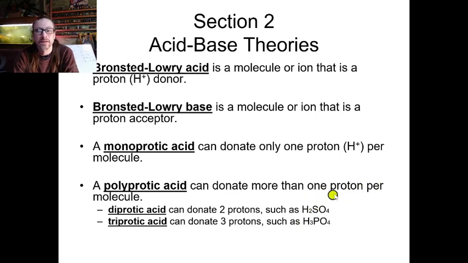HSO4 minus is basically a weak acid. It doesn't tend to lose that second hydrogen. Same with the triprotic here. Phosphoric acid tends to just lose that first initial hydrogen, but we define it as a triprotic acid.